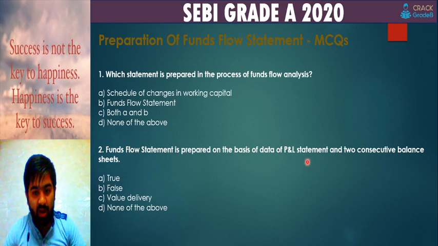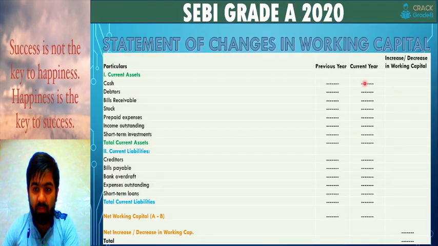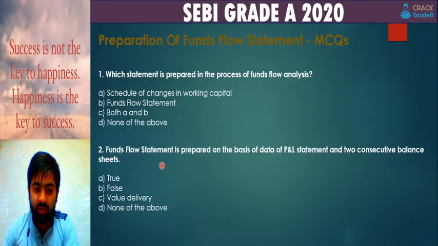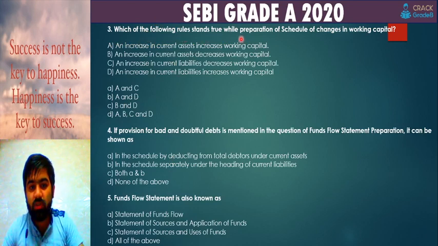We took data from the P&L statement, and we took two consecutive balance sheets also, previous year data and current year data. So the second is true, right? Moving to the next question: which of the following rules is true while preparing the schedule of changes in working capital? Okay, so let us see.